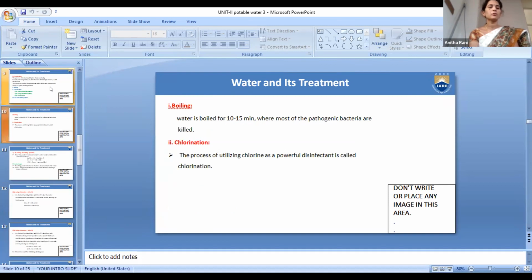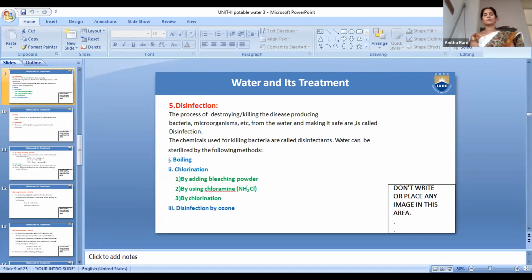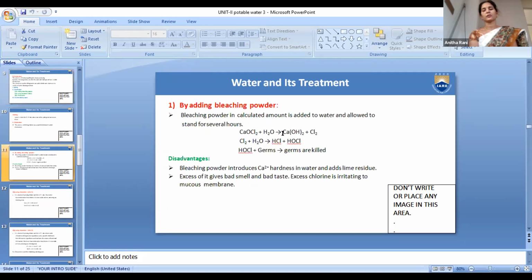Next is chlorination. Chlorination we will discuss here. 3 points are there. What chemicals are we going to use here? First we are using bleaching powder. We are adding calcium oxychloride in water. So calcium oxychloride in presence of water, we are getting calcium hydroxide, lime residue in water, and also chlorine. Chlorine in presence of water produces hypochlorous acid. So hypochlorous acid is a powerful disinfectant where all the germs present in water are killed. But one disadvantage of using bleaching powder is it increases hardness in water.